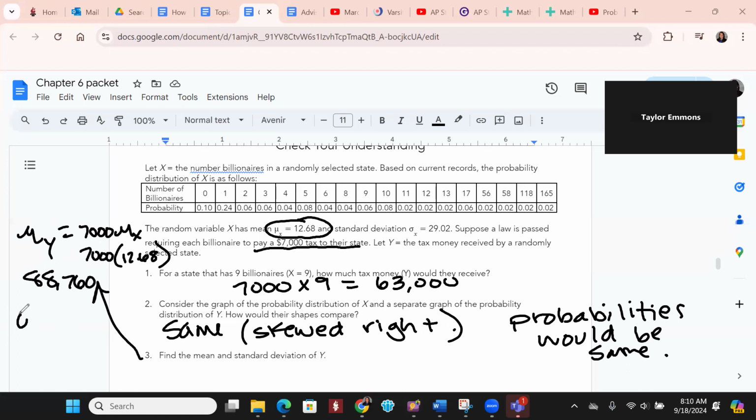For our standard deviation of Y, you're going to take 7,000 and multiply it by the standard deviation of the original. So 7,000 times 29.02. And so that's going to give me 203,140.